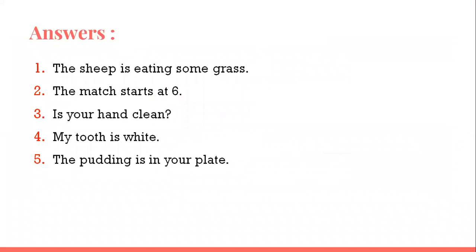The sheep is eating some grass. R becomes is. The match starts at 6. Is your hand clean? Again, R becomes is over here. My tooth is white. The pudding is in your plate.